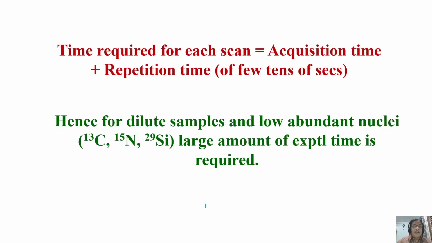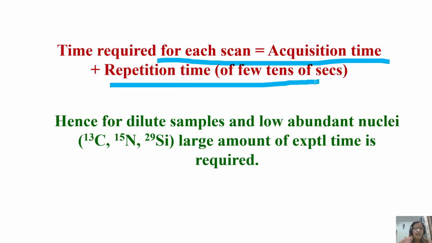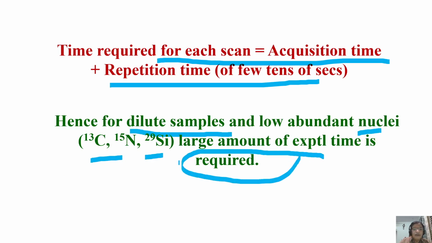So now what I am going to tell you is that the time required for each scan is the acquisition time plus the repetition time. Acquisition time is the time for which you acquire signal. So if you have dilute samples like less abundant spins such as carbon-13, nitrogen, etc., you have to wait for a longer time because such nuclei also have longer T1.